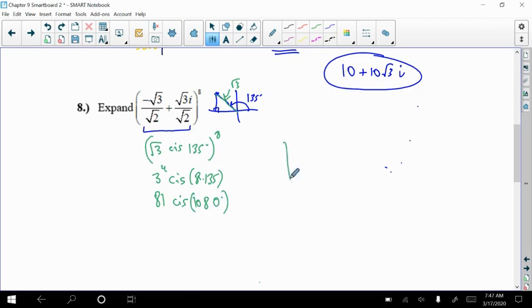Now, clearly that's bigger than 360. If I go around once, that's 360. If I go around twice, that's 720. Here's 900, so if I go 180 more, that's 1080. So this is the same thing as saying 81 cis 0 degrees. Well, that's super nice, because if I go an angle of 0 degrees, I just go 0 degrees and have a radius of 81. In other words, the answer is just 81. There's no imaginary component to this example.